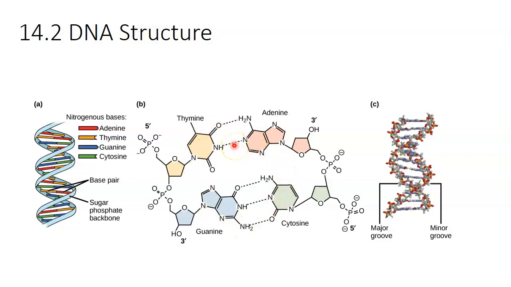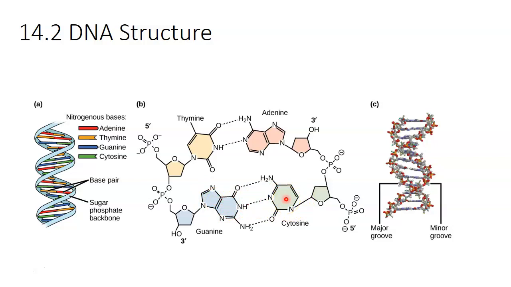Holding those together, these dotted lines here, those are hydrogen bonds. Look, we have two hydrogen bonds here. This must be A and T. Adenine would be the double ring, and thymine would be the single. Here's three hydrogen bonds. Here's a double ring. This must be guanine. And here's a single ring. That's going to be cytosine.